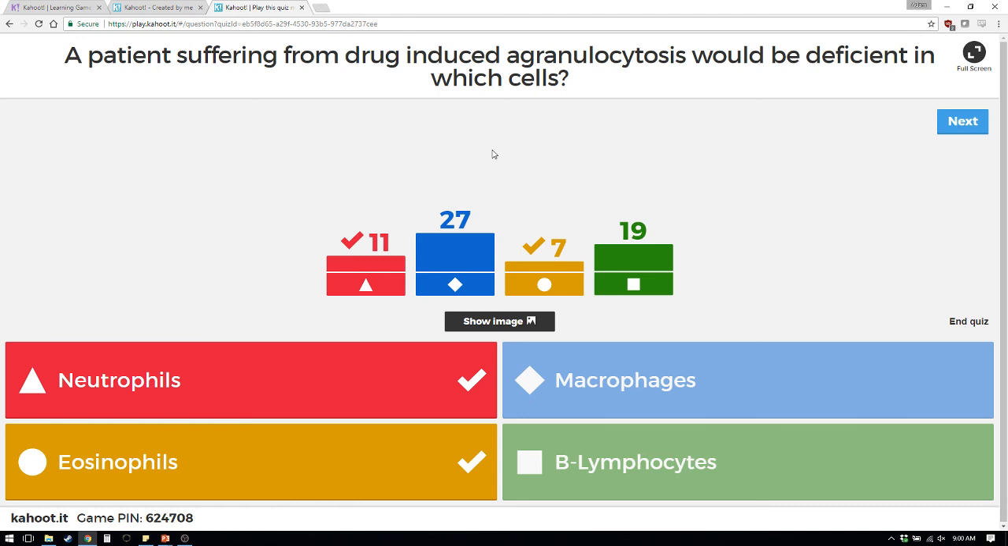Macrophages and B lymphocytes are going to be considered your agranular cells, right? But that is not really what this disease state is referring to. That obviously is not going to be on the test. We didn't cover it in the lectures, but I thought it was a good point to make to you guys, to be careful with the names when you infer what those conditions are going to be.